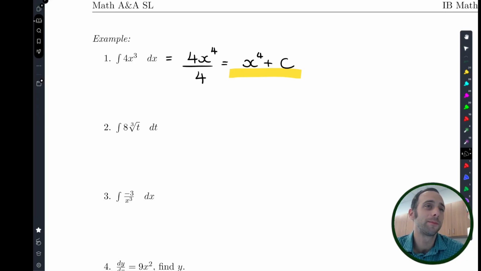Okay? Now, you're probably going to forget that plus c a lot, and that's okay, but we'll do lots of practice to try and train our brains to remember there's always that constant.